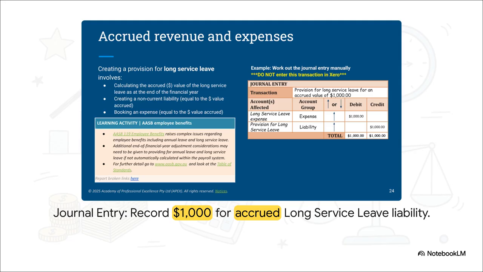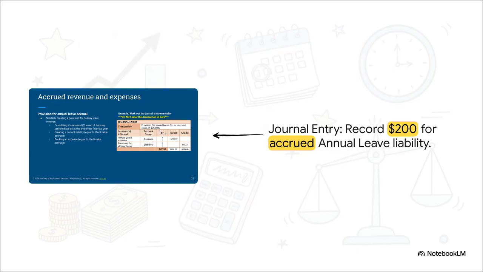It recognizes the expense in the right period, and it creates a liability on the balance sheet showing the company owes this money. And we see a very similar entry right here for the accrued annual leave. Once again, we're debiting an expense and crediting a liability, this time for $200. This is another perfect example of the matching principle in action. We are matching the expense of that annual leave to the exact period in which the employees earned it.